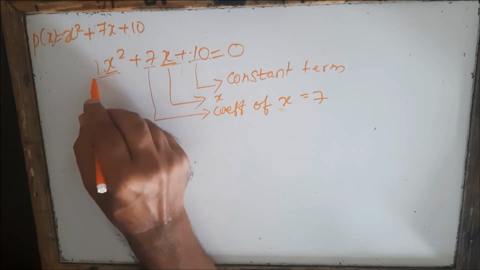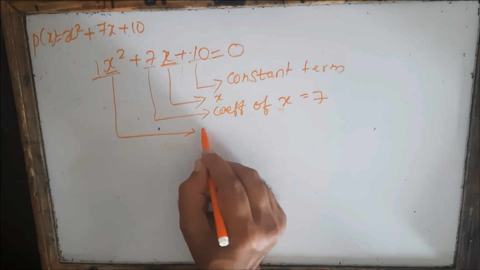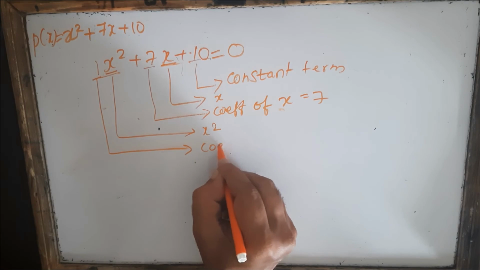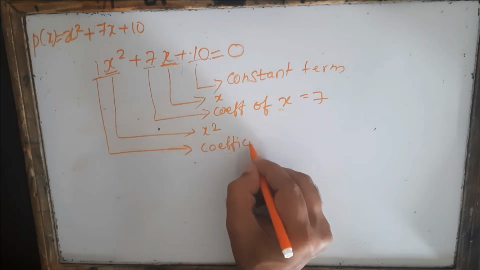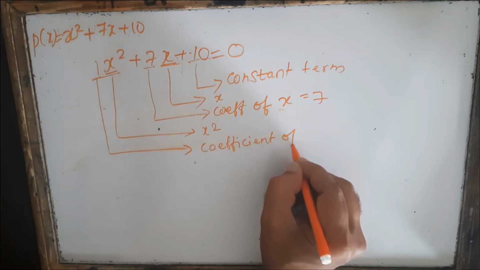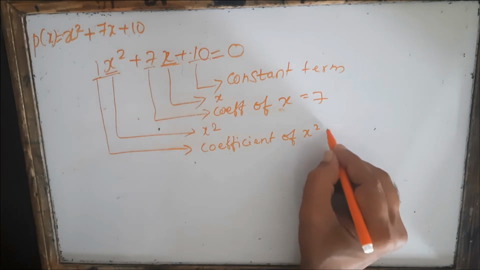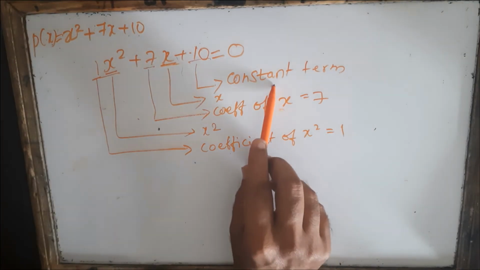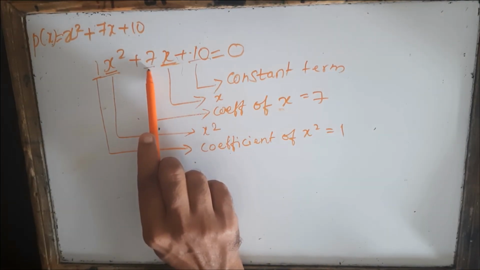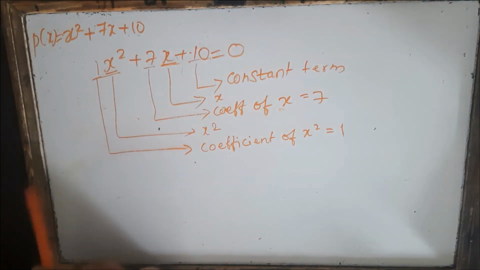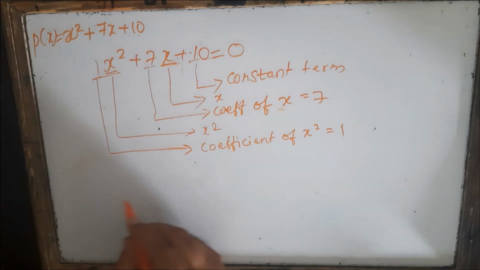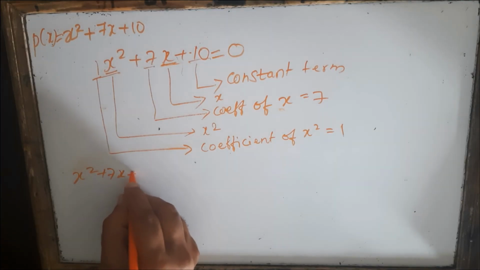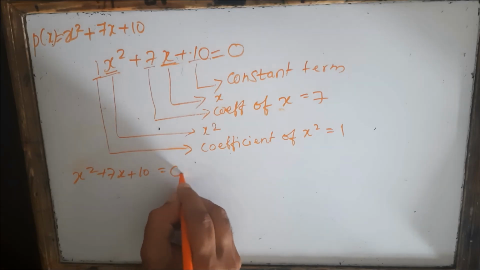Make it 1 here, x, and this is x square, and this one we call the coefficient of x square, which is equal to 1. So this is the constant term 10. This is the coefficient of x, 7. The coefficient of x square is 1. Okay. First we try to understand x square plus 7x plus 10 is equal to 0.